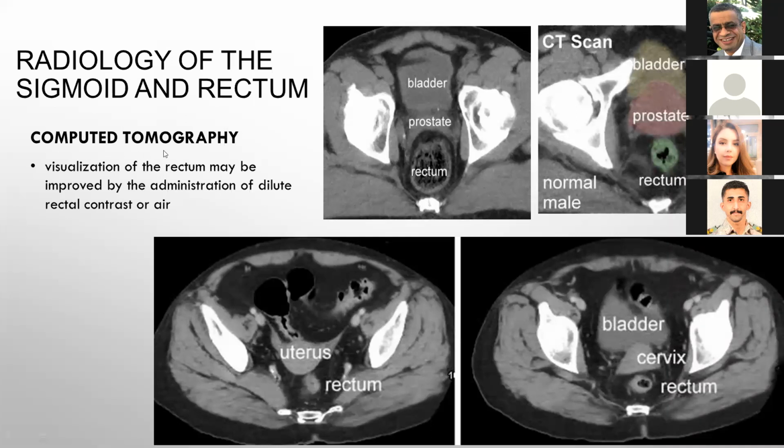Third one, CT scan. Visualization of the rectum may be improved by the administration of diluted rectal contrast or air. This is the bladder, the prostate in the male, and posterior to it is the rectum. Bladder, rectum, and in between the cervix in the female.